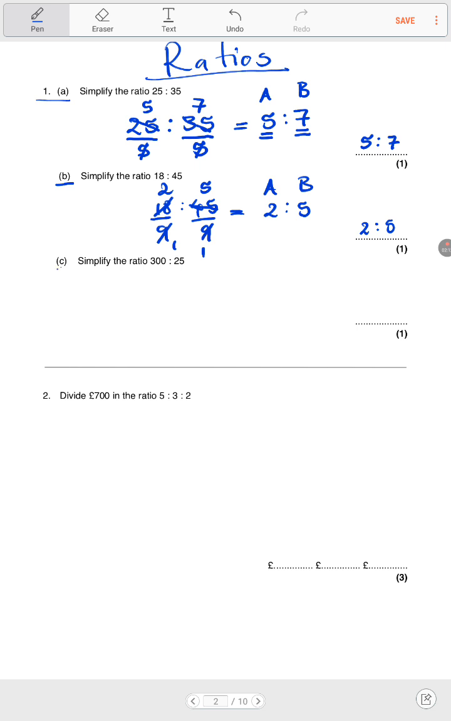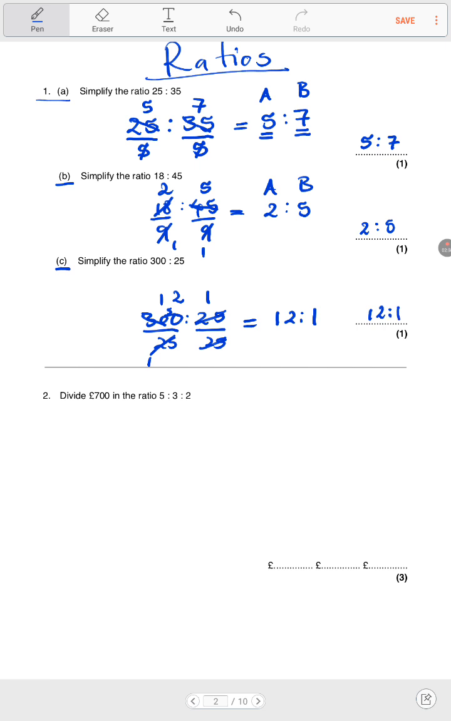We continue and we look at part C. Part C says simplify the ratio 300 is to 25. These two have got a common factor, which is 25. So here you say 25 into 30, that's 1 remainder 5. 25 into 50, that's 2. And this one, 25 into 25, that's 1, which means our ratio is 12 is to 1.